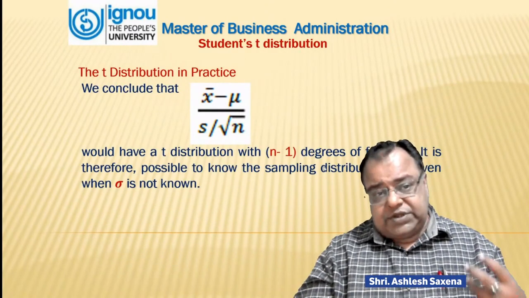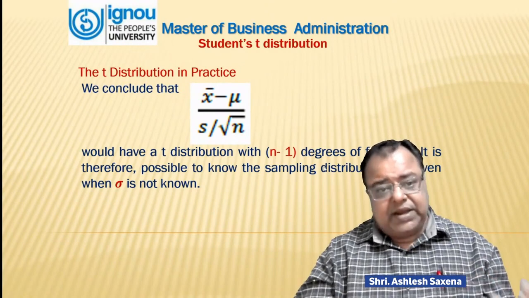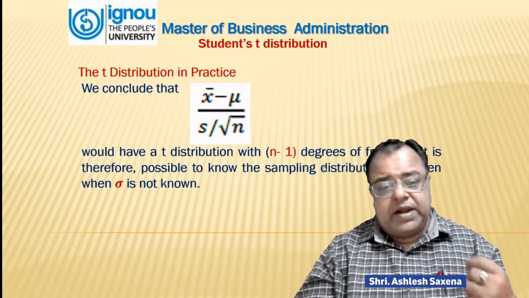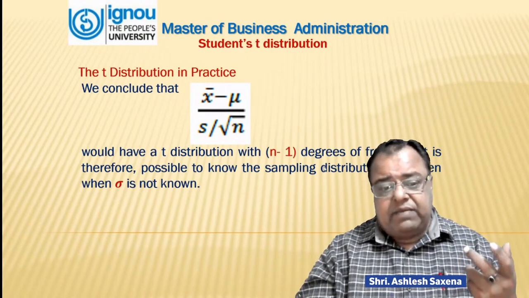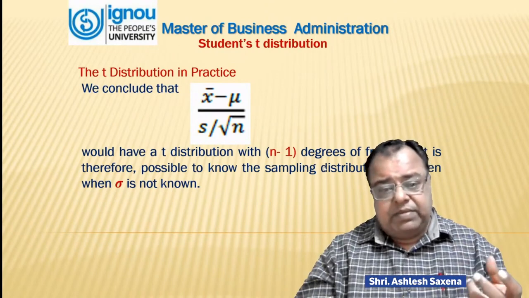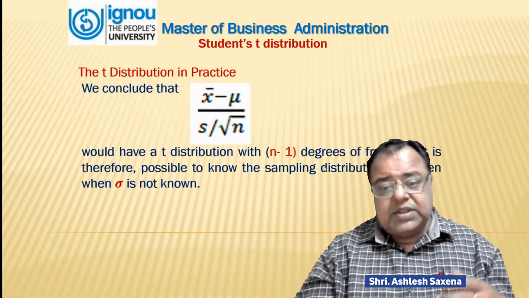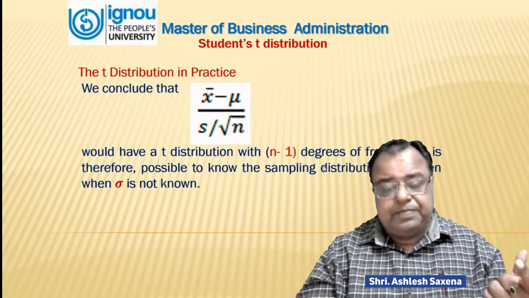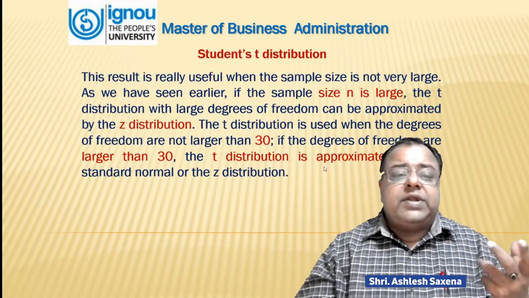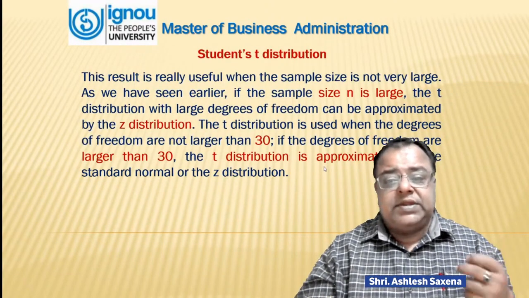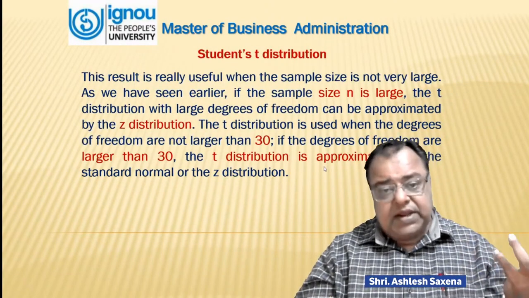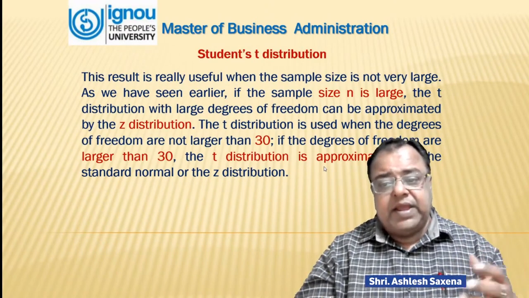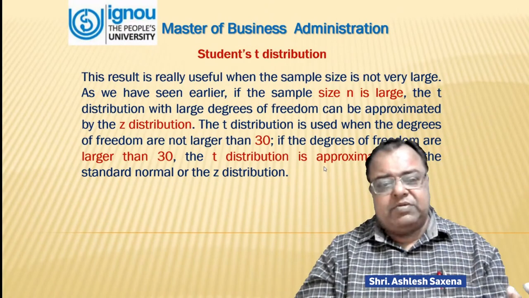How is this T distribution used practically? It is (X bar minus mu) upon (S divided by under root N), and that would have N minus 1 degrees of freedom. It is therefore possible to know the sampling distribution of X bar even when sigma is not known. This result is really useful when the sample size is not very large. As we have seen earlier, if the sample size is large, the T distribution with large degrees of freedom can be approximated by the Z distribution.